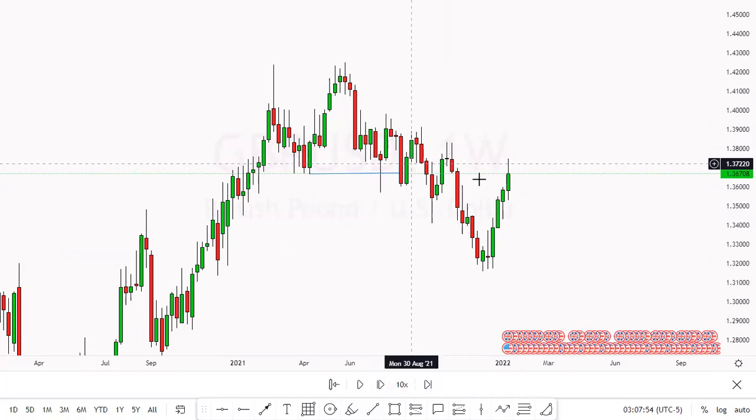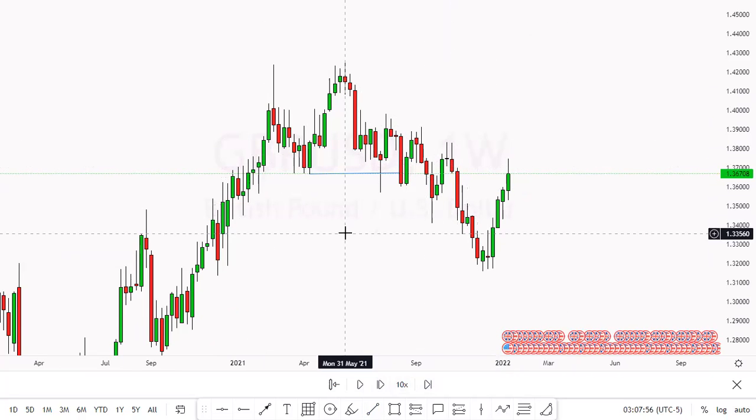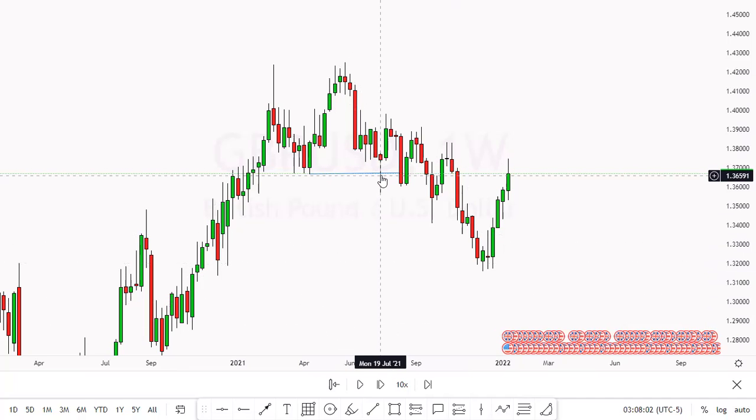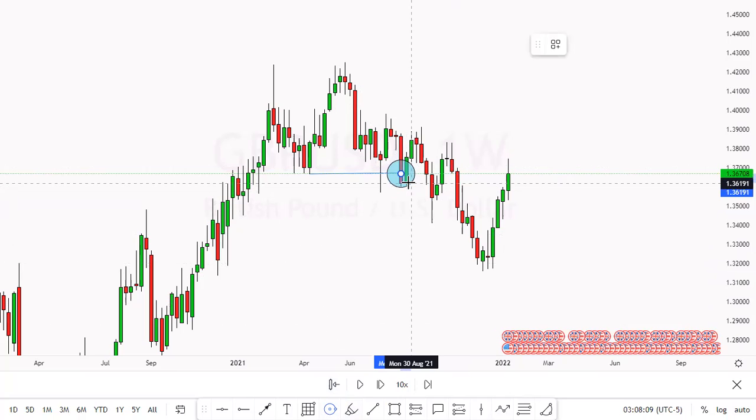But bro, one second. But change of character, only the wick is reacted, no? It's not a candle close. I'm talking about the break of structure. I'm talking about this one. You see this level here.